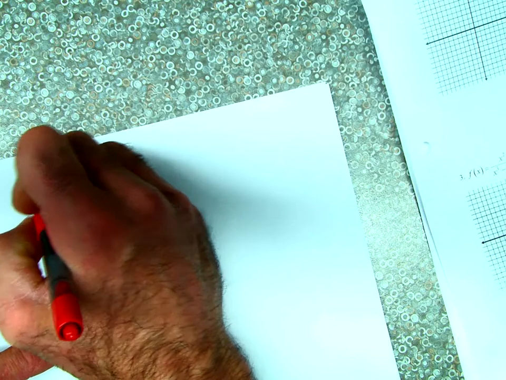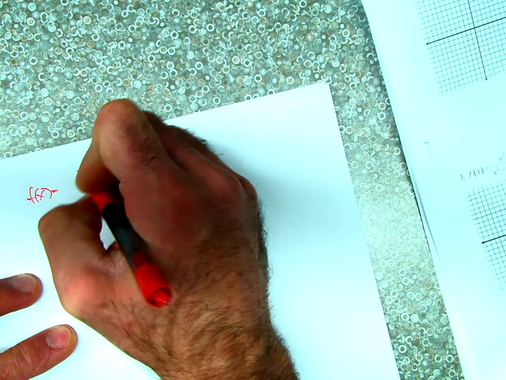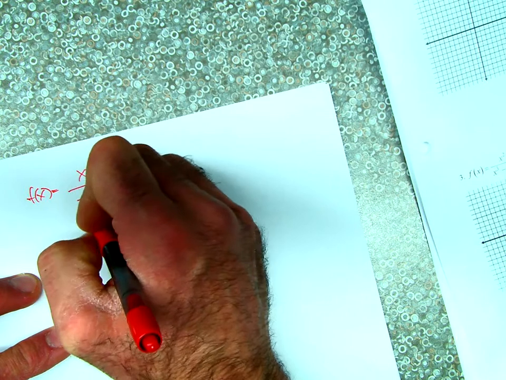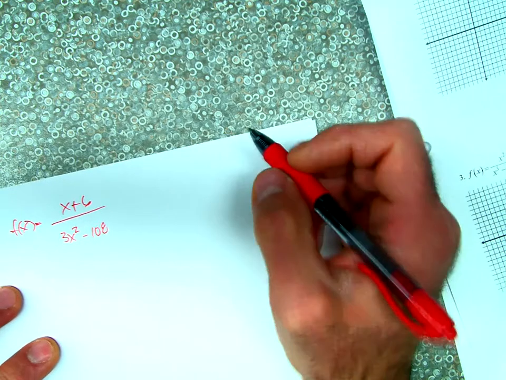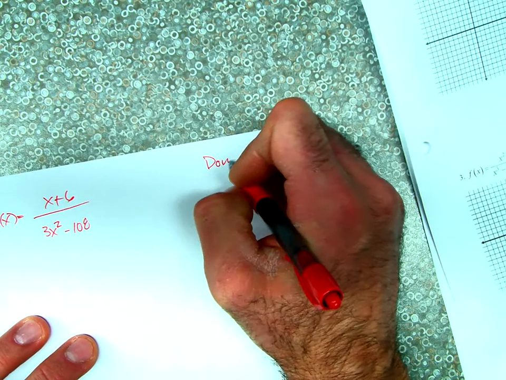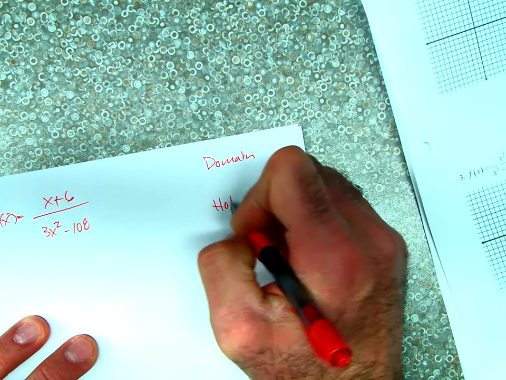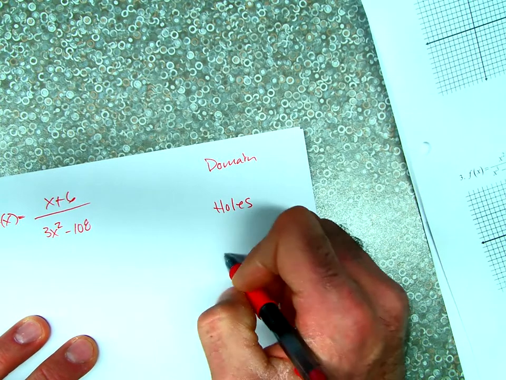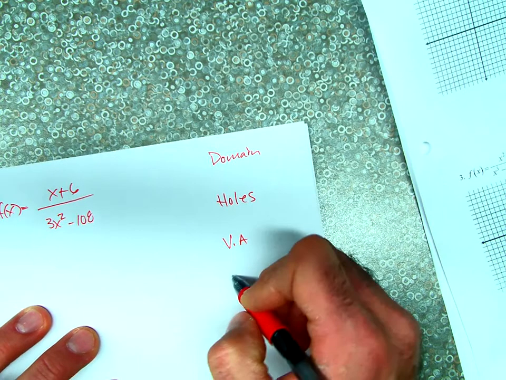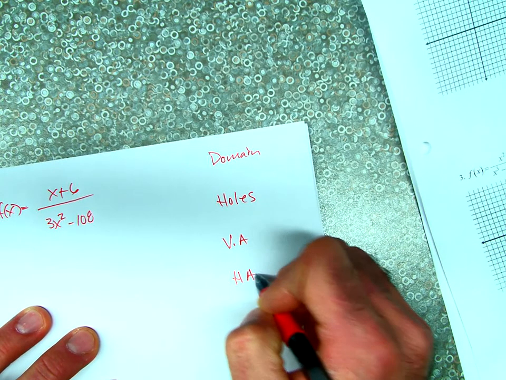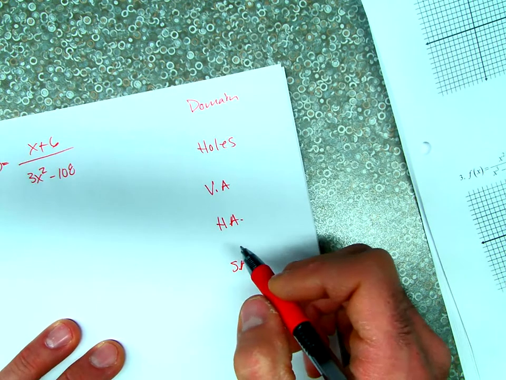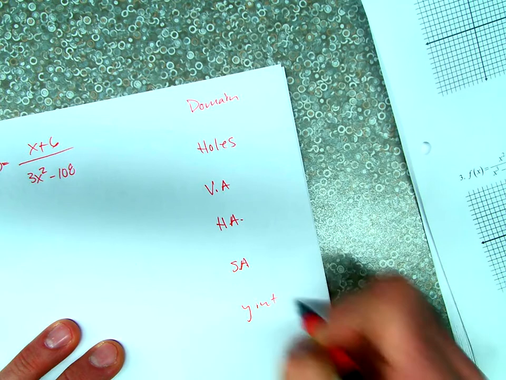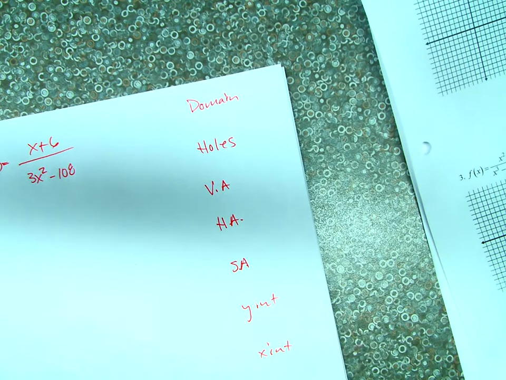Okay, let's do number 2. F of x equals x plus 6 over 3x squared minus 108. Okay, we need everything. Domain, holes, vertical asymptotes. And I'm just going to say horizontal asymptotes and then slant asymptotes. Y-intercepts, X-intercepts, and then we're going to graph it.